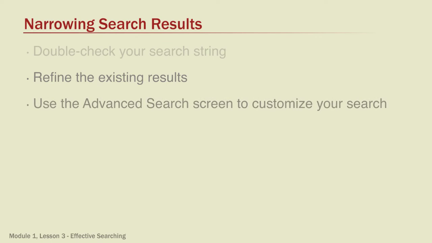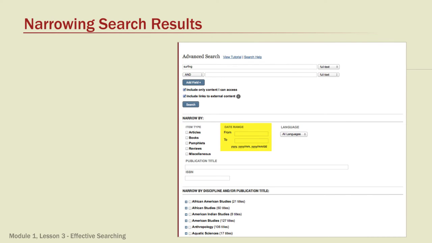Next, scan the first page or two of results and see how you might refine them. Most databases include an advanced search screen that allows you to be more specific about what results you want to see. Advanced search capabilities vary from one database to another, but these are a few common options to customize your search. Date. You can choose results published before or after a certain date or within a certain date range. Item type. You can select results by publication type, for example, only books, only journal articles, or only book reviews.